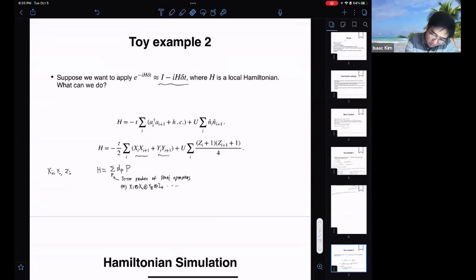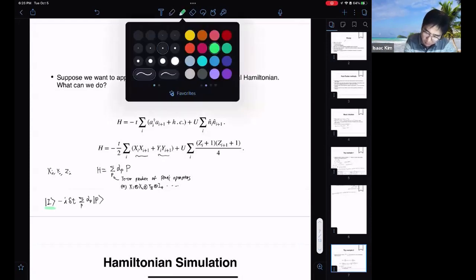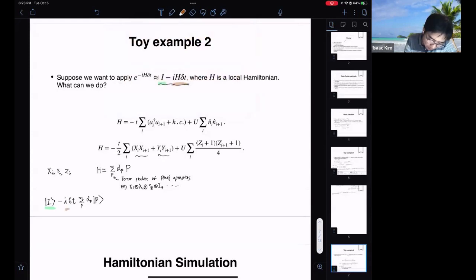Okay. Right. So I will have I state corresponding to this guy, and then I will have minus I delta t alpha P state corresponding to this term.